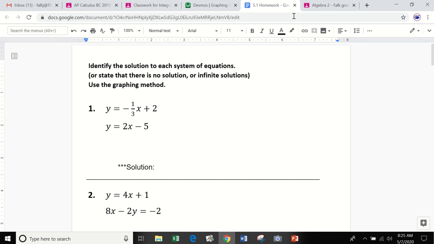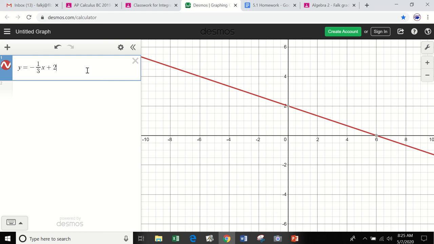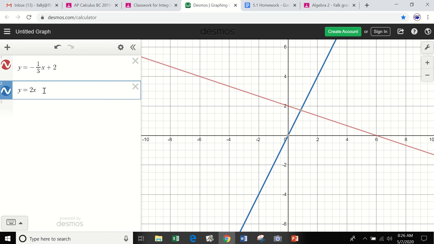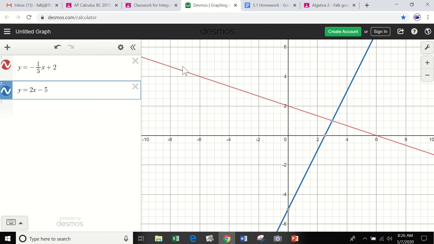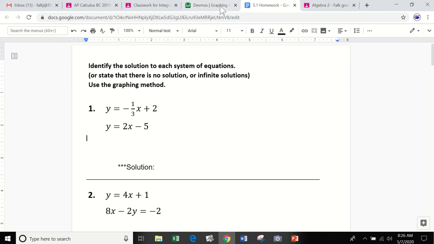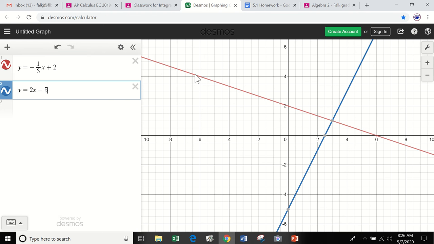Then what was the second equation, 2x minus 5? You hit enter so you can put in a second graph. So y equals 2x minus 5. This might be the most annoying part, clicking back and forth. Maybe you can figure out a way where it's not this frustrating.